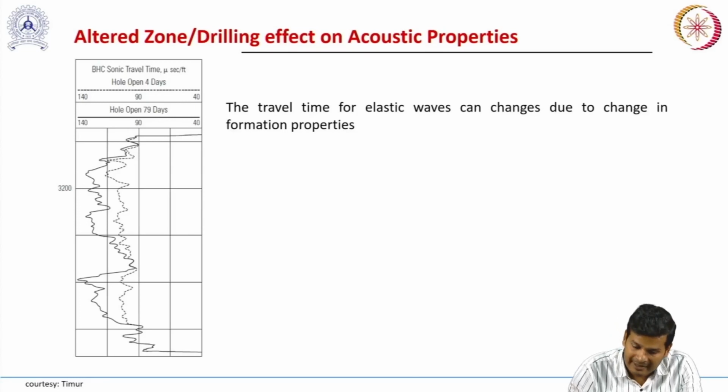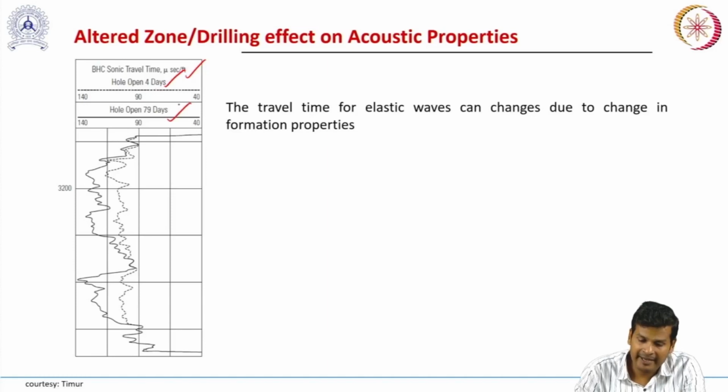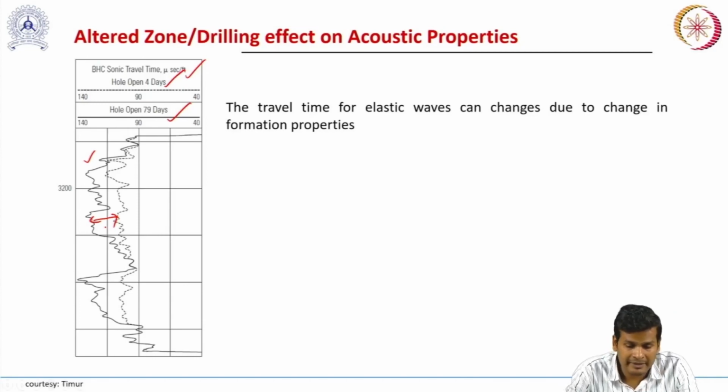For example, in this log, you can see we have used a borehole compensated sonic logging tool to record the interval transit time at different depths at 4 days and 80 days. So this is the record of our interval transit time or slowness of the formation at different depths inside the formation. You can see the records taken at two intervals, one at 4 days and then again after 80 days, are different. So obviously it indicates that the formation properties have changed.